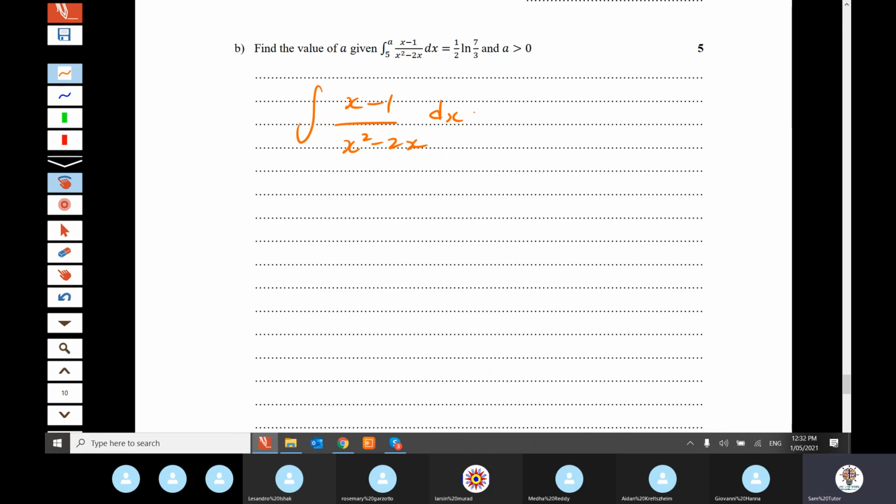Yep, that's a log. So let me go back and talk about that again. What's the derivative of the bottom? 2x minus 2. Is that the top? Obviously not. But if I factorize the 2, can we see we actually get the top? So it is in the same power family as the top. All right, so let's take it slow now.